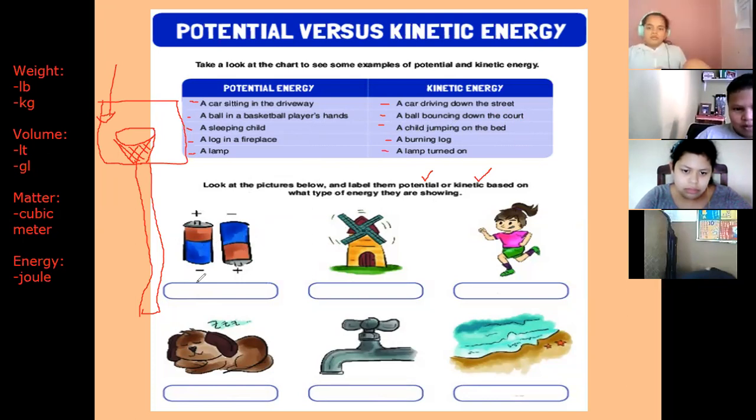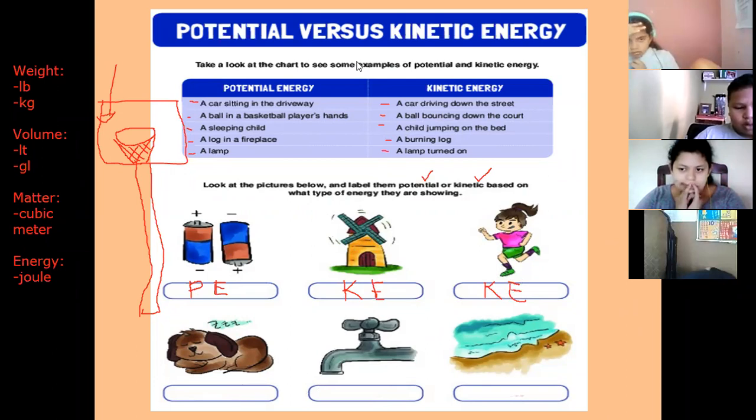Potential. It's potential energy because it has stored energy. If you put batteries in a toy car, the car is going to move, but it moves thanks to those batteries. So this one is potential energy. What about this windmill? Kinetic, because it is in movement. This girl, what is she doing? She's running. She is in motion, so it is kinetic energy.